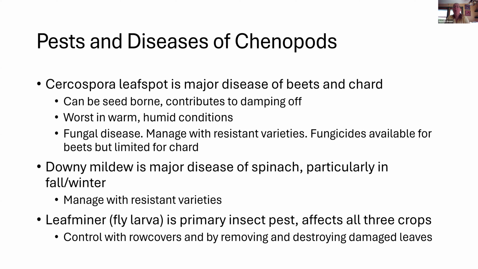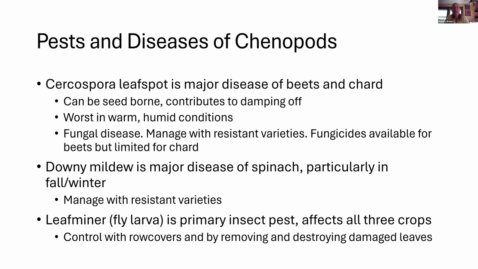So your best way to manage disease with spinach is to do baby leaf spinach, lots of successions, and try not to plant your fall spinach in the same place as you planted your spring spinach, or your spring spinach in the same place you planted your winter spinach.